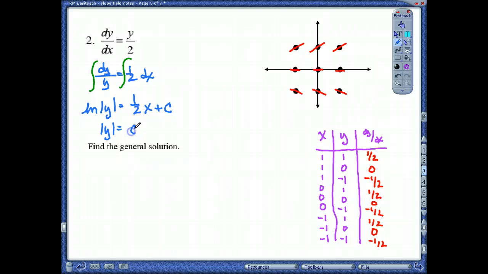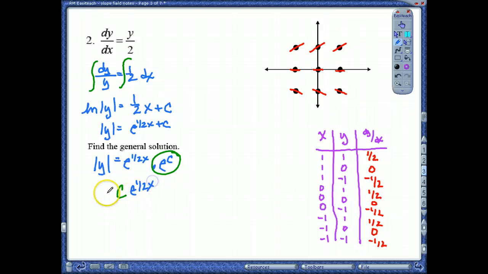And then I can get rid of my natural log by e-ing both sides, so to speak. And remember, it's important for you to remember this plus, that is a property of exponents. When you add exponents, you are actually multiplying. And then this guy right here can be renamed as our c. So that's going to be c times e to the 1/2 x power. Okay. And so when you're looking at that, you can see those little general equations.